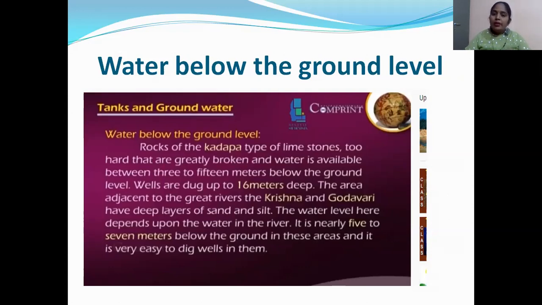In this area, it's very easy to dig the wells. Why? Because the water which flows from the river or the rainwater, the sand and the silt have the tendency to percolate. They percolate the water and it will uphold the water levels in the ground. So you can find water easily if you dig between 5 to 7 meters only.